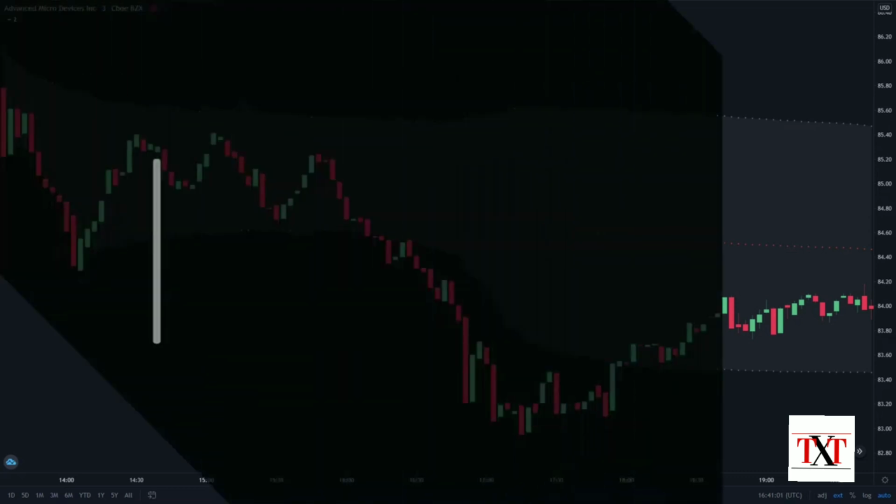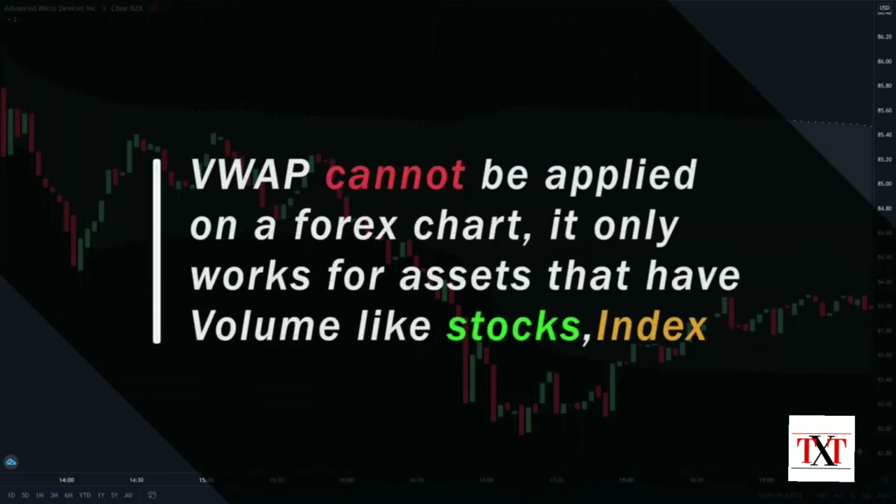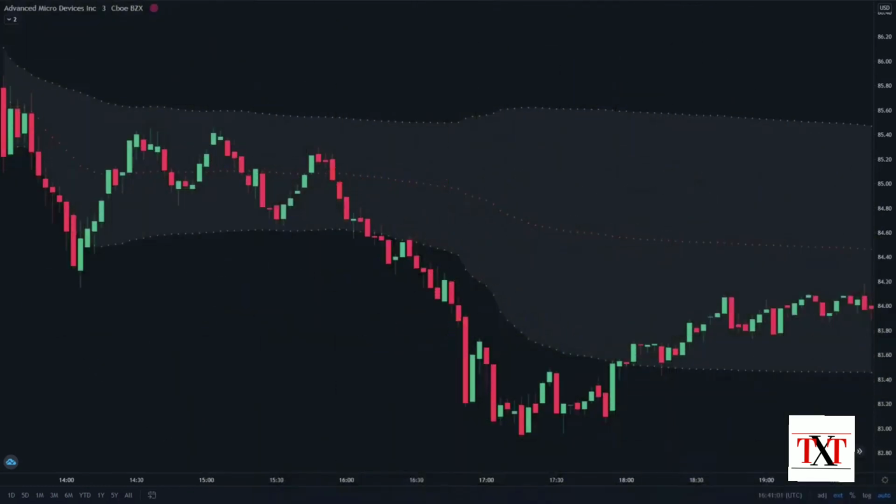Note that you cannot apply the VWAP onto a forex chart, because many software platforms do not account for volume data in this asset class. Usually, traders use the VWAP indicator to determine if they are buying a security at a below or above average price. The VWAP indicator is very similar to a moving average.